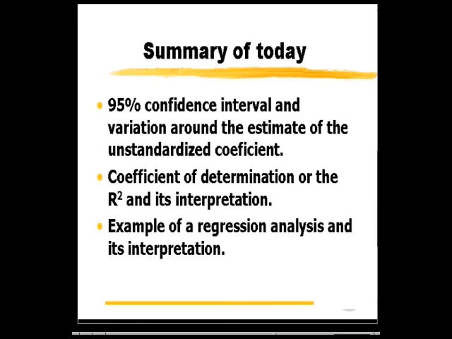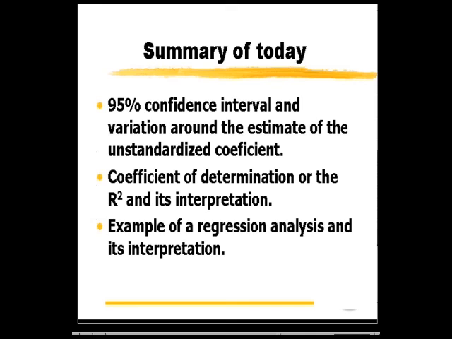So summary of today, well, what did we do? We looked at the 95% confidence interval and the variations around the estimate of the unstandardized coefficient by looking at standardized curves that were along the regression line. We talked about the coefficient of determination, otherwise known as the R-squared, and its interpretation. As the R-squared goes up, there's more explanation by the variable or linear combination of variables.